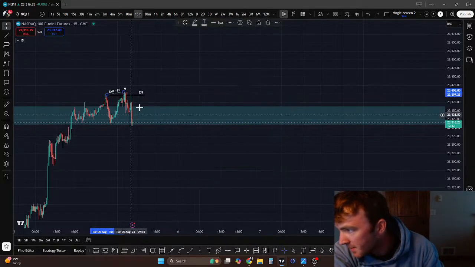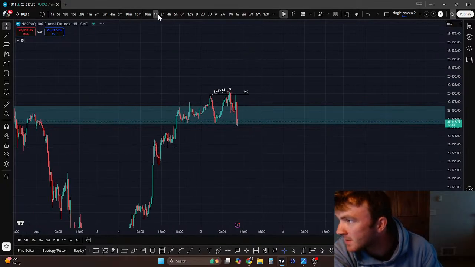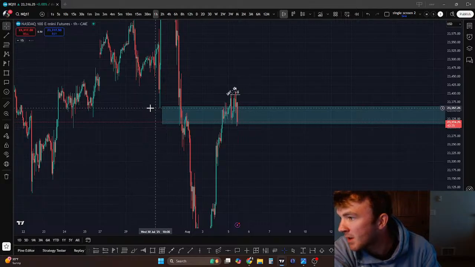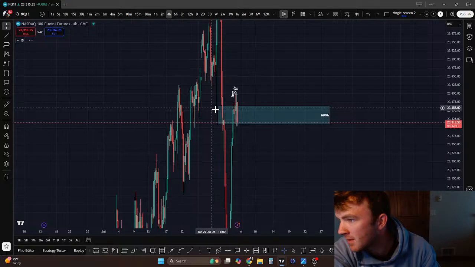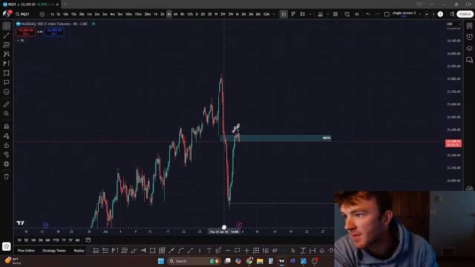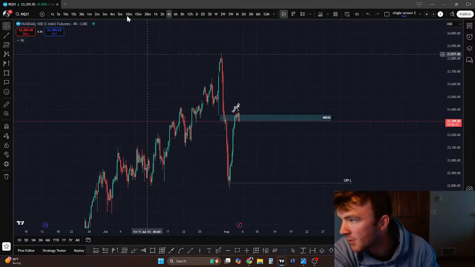I wonder if we have any other PD array that overlaps with this, right? Kind of is like a 1 hour BPR ish, maybe 4 hour BPR. And right, we're in premium of this whole range here. 4 hour BPR.